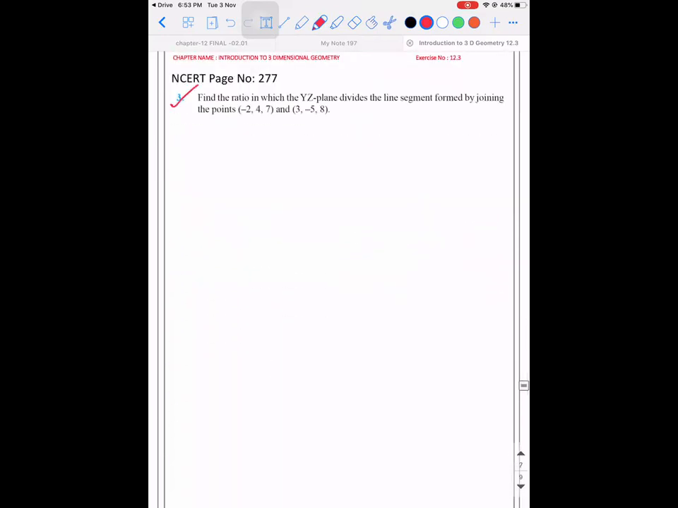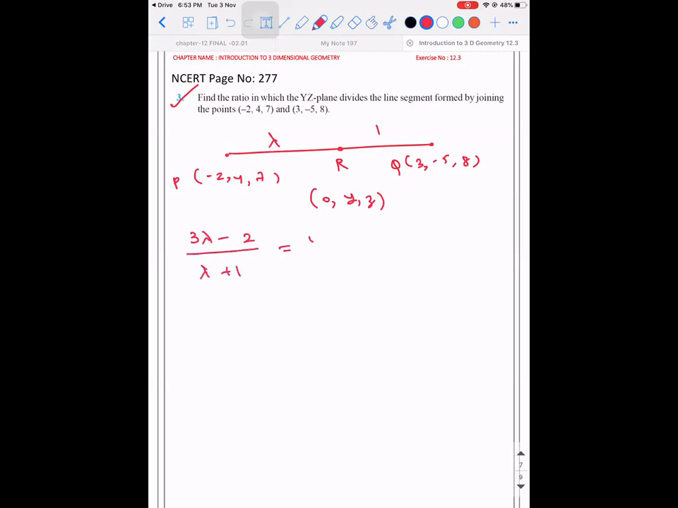Next. Find the ratio in which the YZ plane divides the line segment joining the points (-2, 4, 7) and (3, -5, 8). If I take these points as P and Q, the ratio is lambda is to 1. On the YZ plane the x coordinate is 0. So (3 lambda minus 2) divided by (lambda plus 1) is equal to 0. So 3 lambda minus 2 is 0, which implies 2 lambda is equal to 3. The answer will be lambda is equal to 3 by 2.